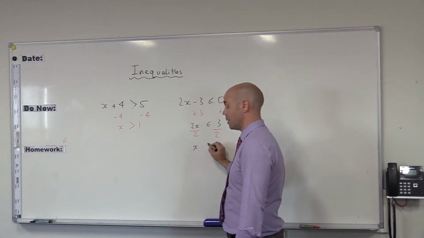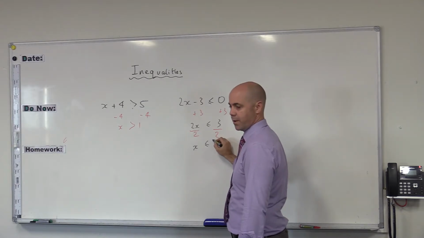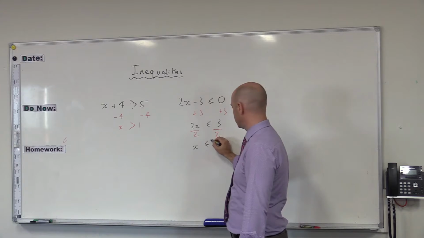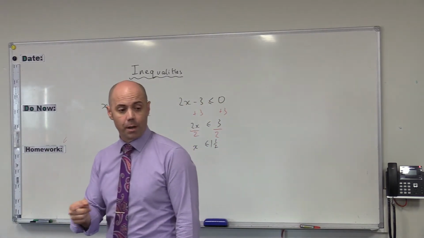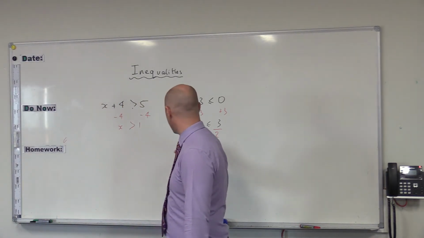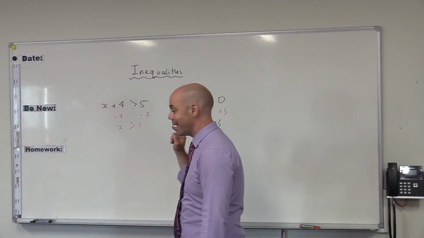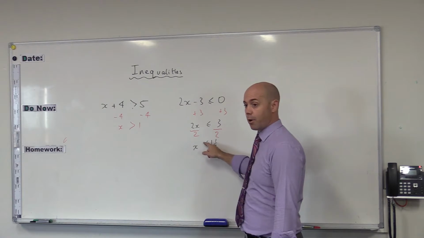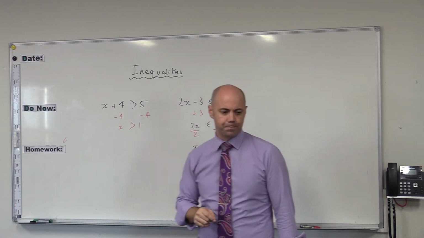X is equal to or less than 1 something. Yeah, 3 over 2. How do we write that as a mixed number? 1 and a half. Okay. And again, we can draw that on a number line. I'm not going to do that now, but we can draw that on a number line. Closed in circle at 1 and a half, and the arrow goes to the left. Okay? Got to remember which way it goes. It's the same way as the arrow points in this case. The arrow is pointing to the left here. The arrow will also go to the left on your number line.